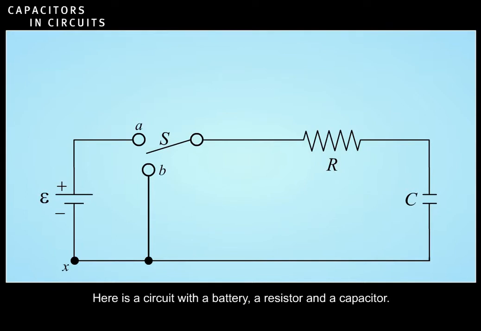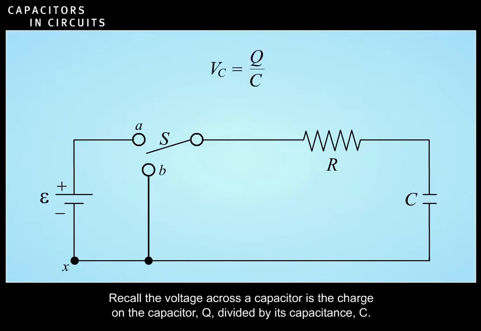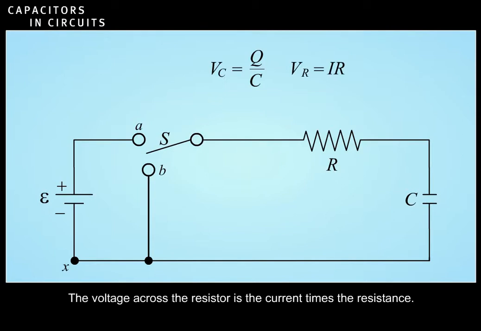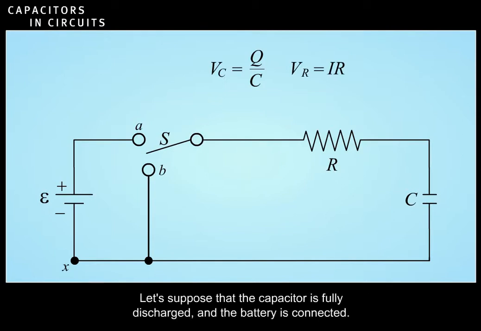Here is a circuit with a battery, a resistor, and a capacitor. The switch allows the battery to be included in the circuit as shown. The battery can also be removed from the circuit. Recall the voltage across a capacitor is the charge on the capacitor Q divided by its capacitance C. The voltage across the resistor is the current times the resistance. Let's suppose that the capacitor is fully discharged and the battery is connected.